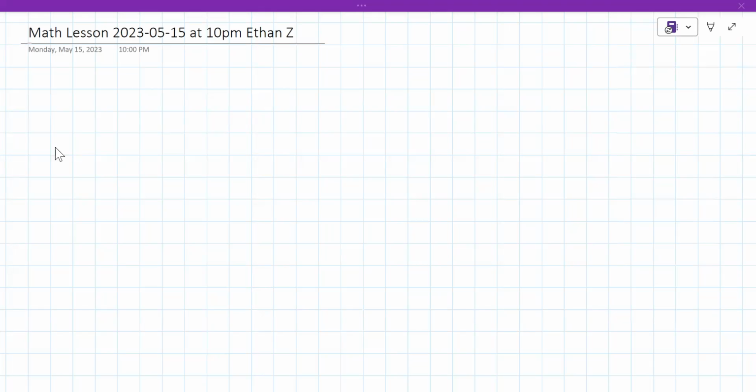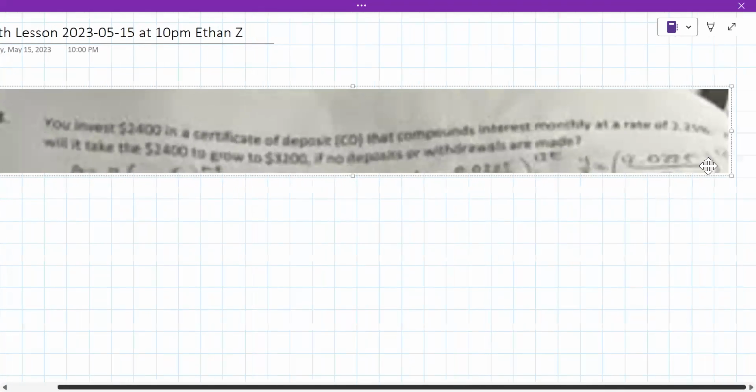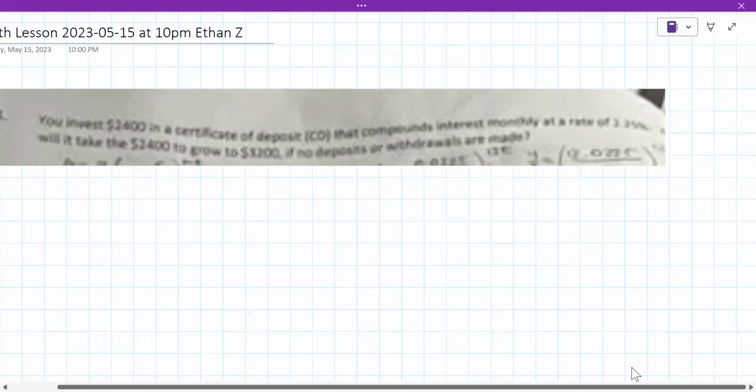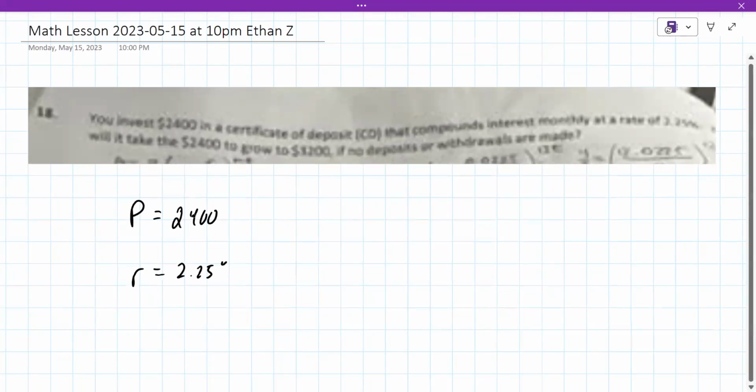The picture looks a little compressed, so I might have to ask you for some numbers here. Sometimes they compress, no big deal. You invest $2,400 in a certificate of deposit that compounds interest monthly at a rate of, is that 3.25%? 2.25%. So this is P, this is R, 2.25%.